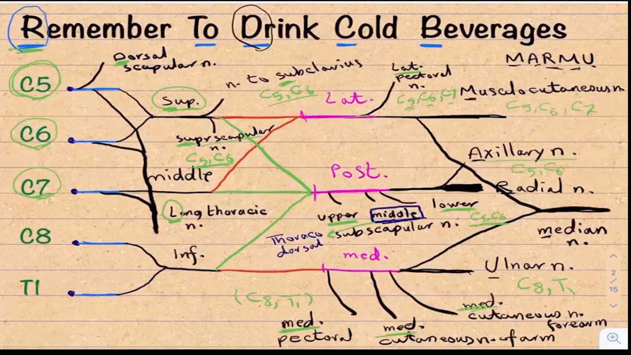The thoracodorsal nerve, you just have to memorize it. It's derived from C6, C7, and C8. Now we are left with two nerves.